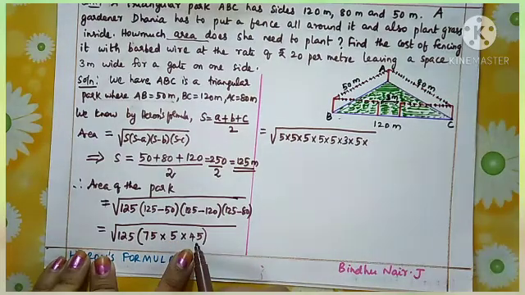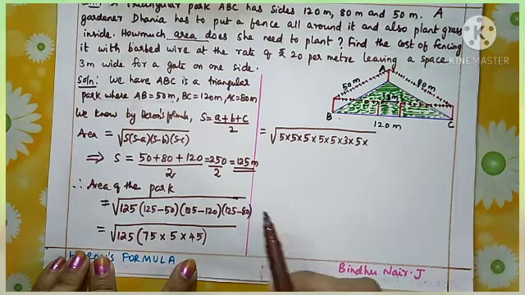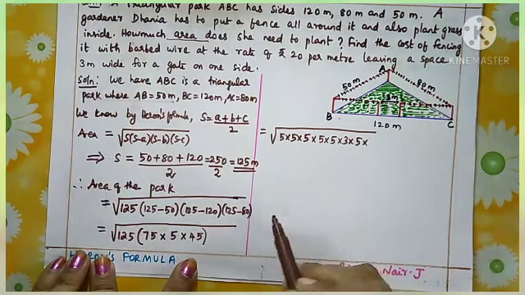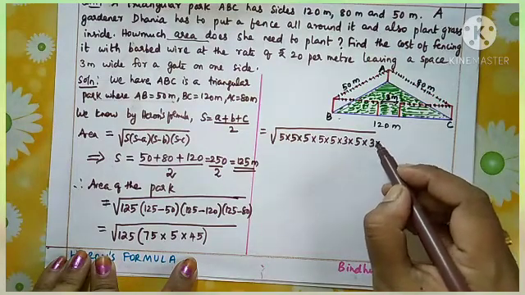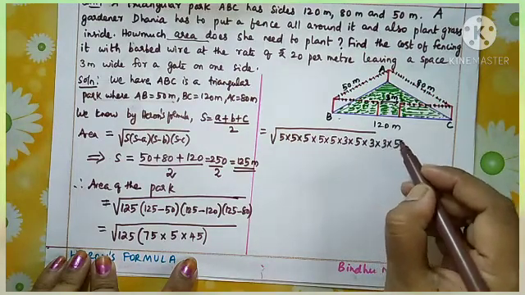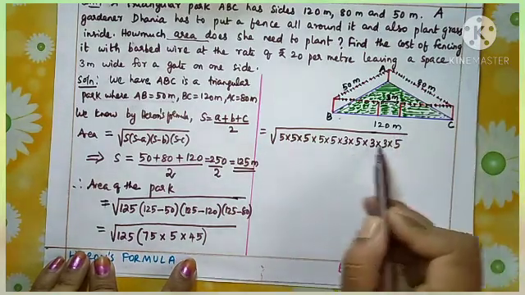Then you see 45. 45 we can write as 9 into 5, because 9 fives are 45, and 9 you can again write as 3 into 3. So 45 is 9 into 5, that is 3 into 3 into 5. Understood? So we wrote all the factors now.